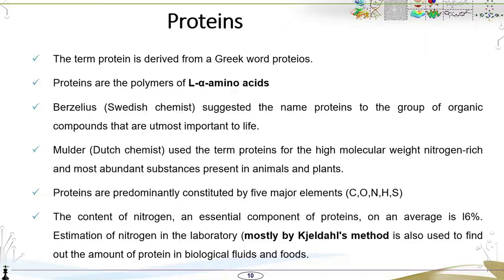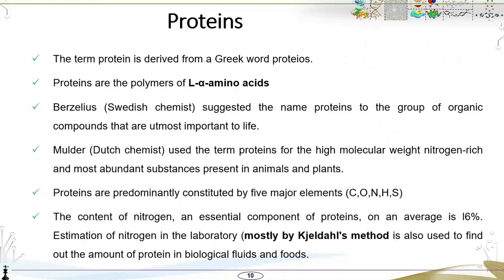Second, the content of nitrogen, I'm going to the fifth point. The content of nitrogen is an essential component of the protein, as told by Mulder. An average of 60% estimation in the laboratory. So here the content of nitrogen, an essential component of the protein, is told by Mulder. So an average 60% when we try to do experiments in the laboratory.